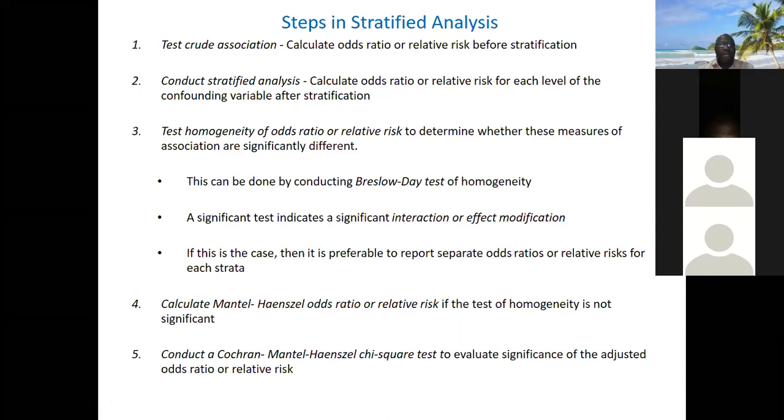Okay, so look at the last one: conduct Mantel-Haenszel chi-square to evaluate the significance of the adjusted odds ratio. If the adjusted odds ratio is actually significant. I think that is the last one we did. So the Breslow-Day test is the one that told us whether it's an effect modifier or not. But this chi-square is to test for the significance of the adjusted odds ratio. Is it significant? Okay. So you can share now. Share the output.